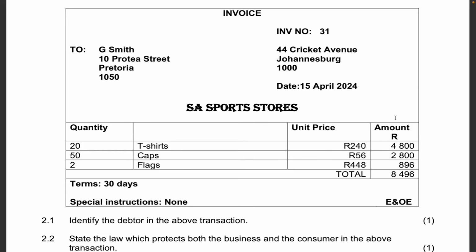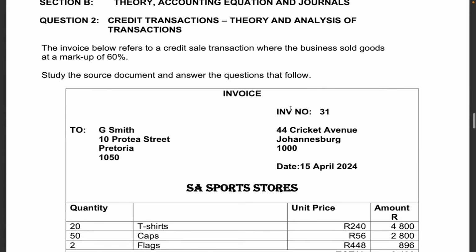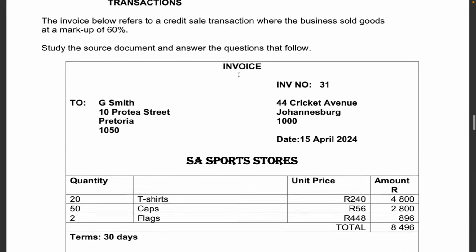Well, first things first, what is a debtor? Well, a debtor is someone who owes us money. We are the business, we're selling to them on credit, and now they owe us money. They're called a debtor, otherwise known as trade receivables. And so let's have a look at this transaction above here. You are given information. The invoice below refers to a credit sale transaction where the business sold goods at a markup of 60%. Study the source document and answer the questions that follow.